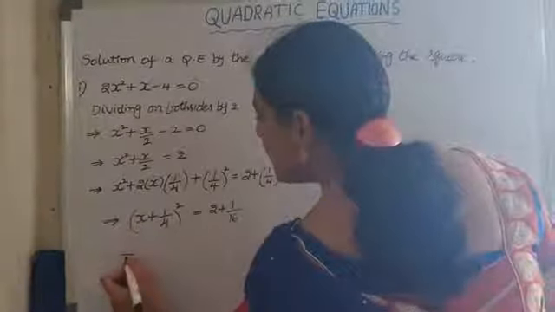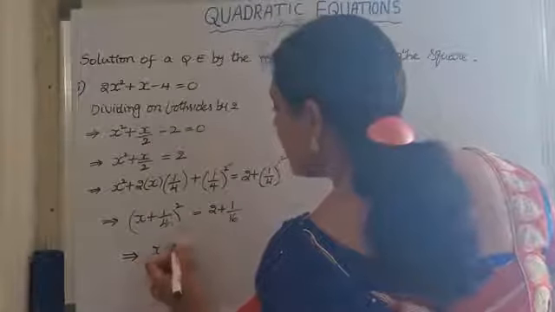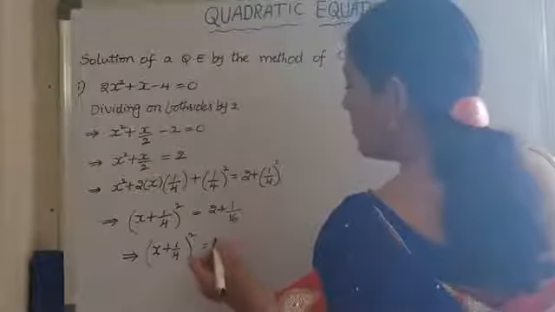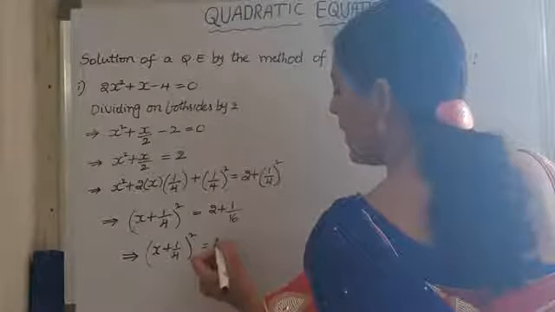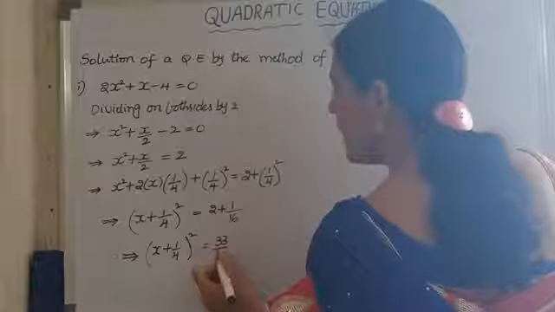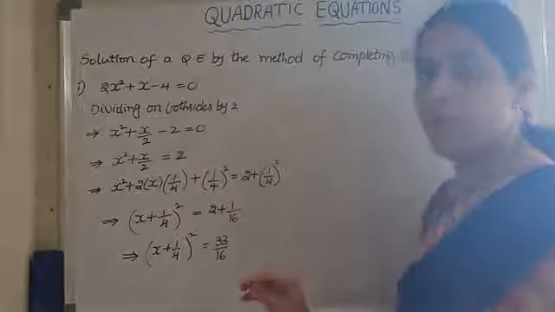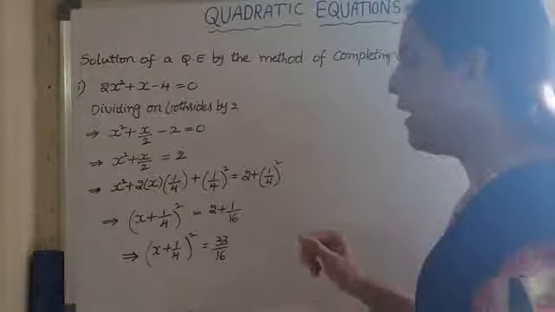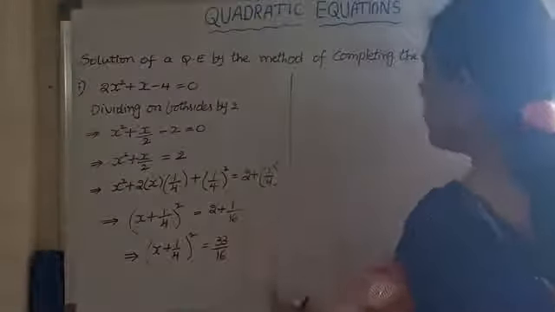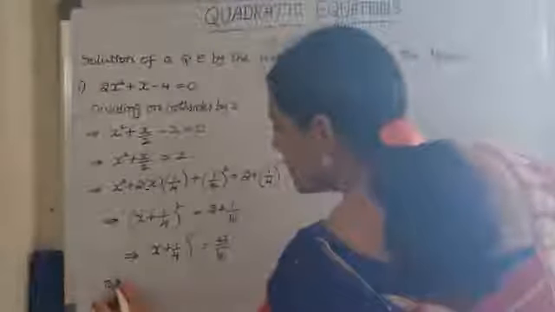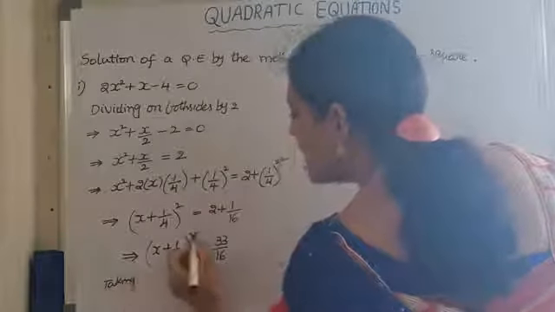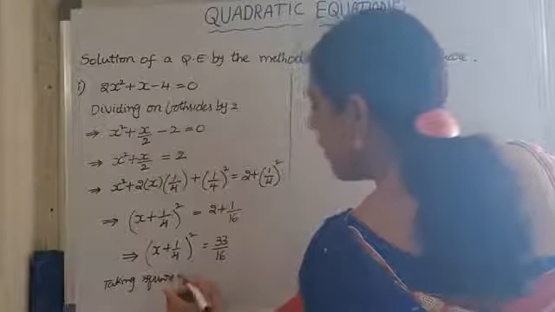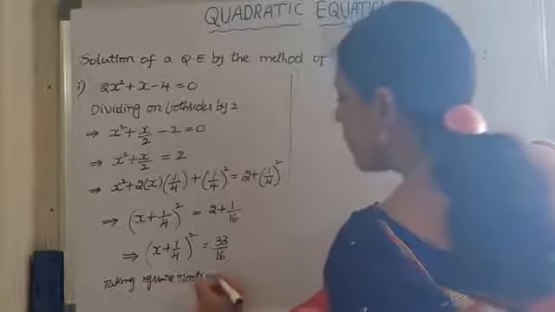Now simplify this one. x plus 1 by 4 whole square is equal to 32 by 16 plus 1 by 16, that is 33 by 16. Now what do we have to do? Taking square roots on both sides. As this is a square term, you know, taking square roots on both sides.